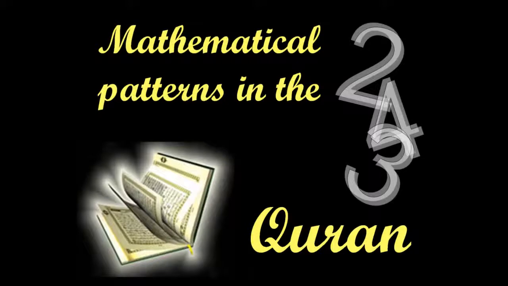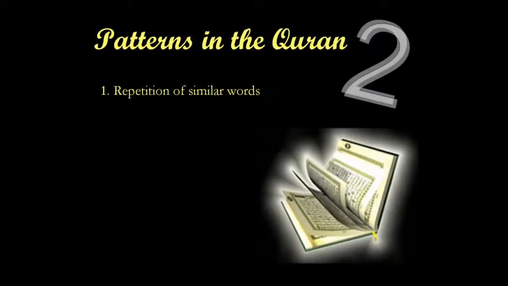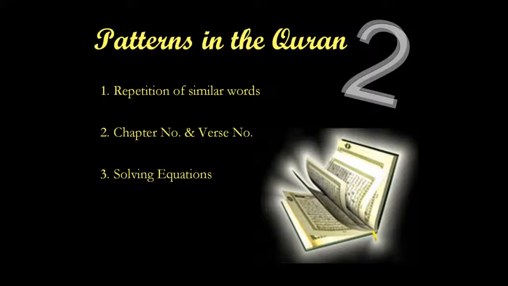When Muslims talk about the mathematical patterns in the Quran, three areas that are often discussed are: number one, the repetition of similar words, whether they be synonyms or antonyms; number two, the relationship between chapter numbers and verse numbers; and number three, the solving of certain equations using references from the Quran. And we'll be showing a video on this topic at the end of the presentation. Let's examine each one in more detail.